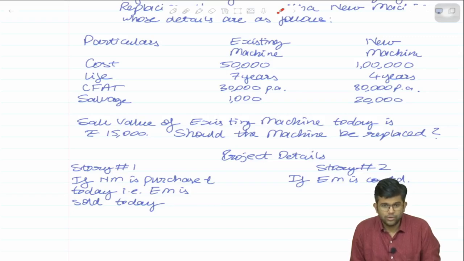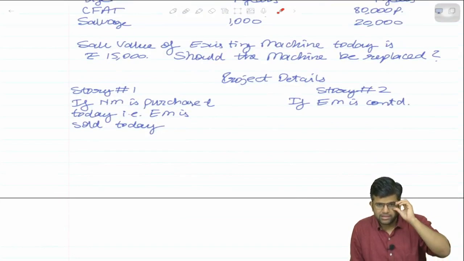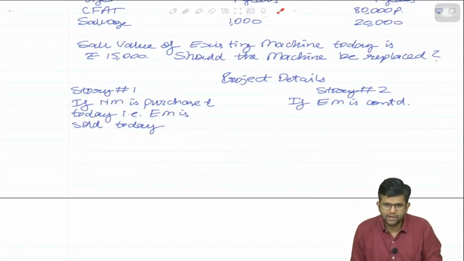Now, as I told you yesterday and repeating again, you actually have two options in life. One option is the story 1 path that you can take. Second option is the story 2 path. Story 1 path is if the new machine is purchased today, which means we go for it and we sell the existing machine. Story 2 is, we reject the new one and we continue the old one. Do you realize both are necessary for us to evaluate to understand whether we should replace or not?